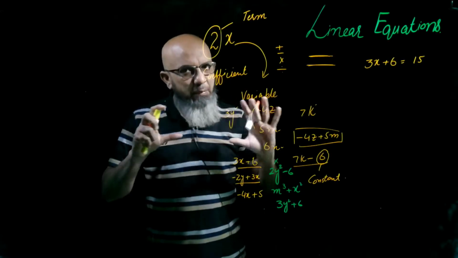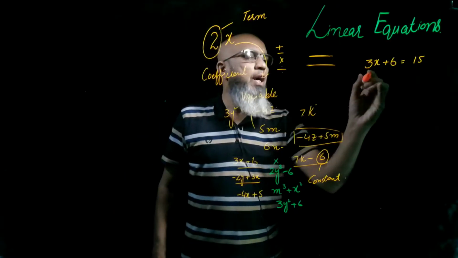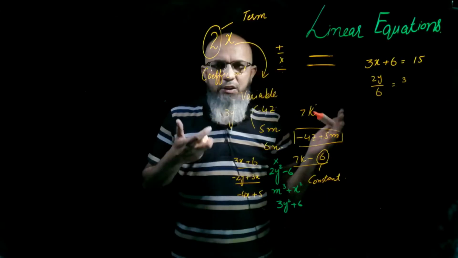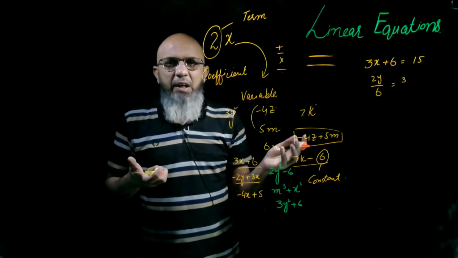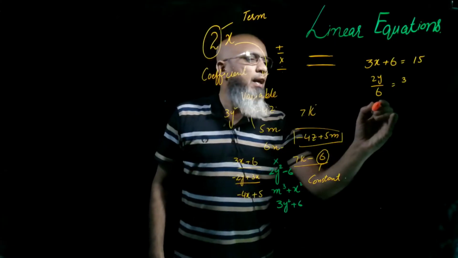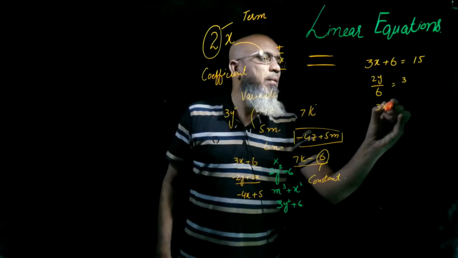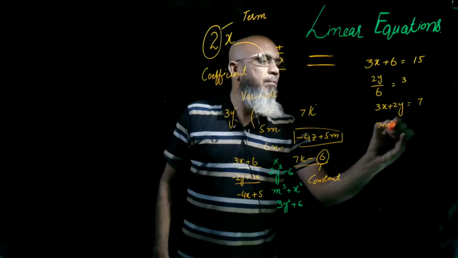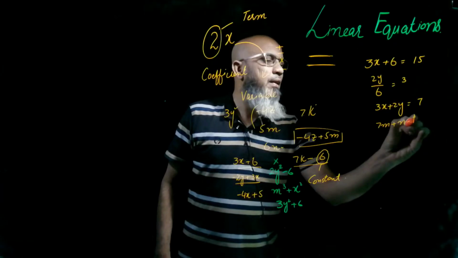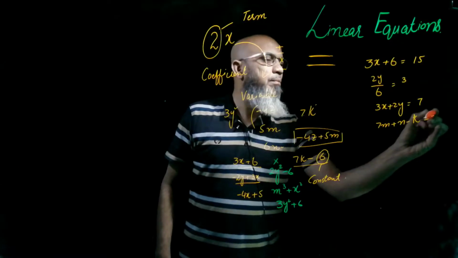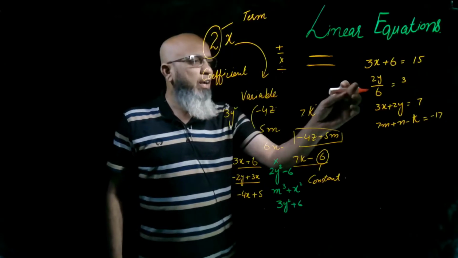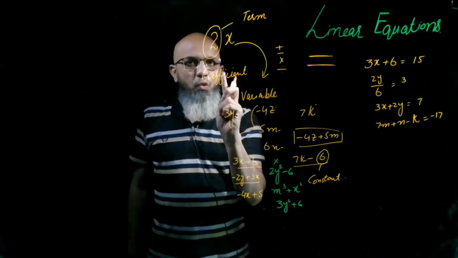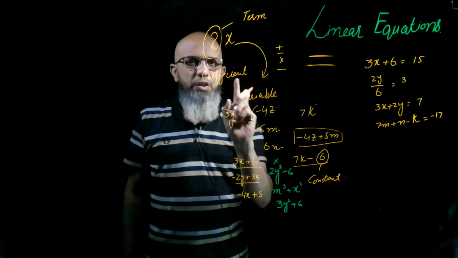So there are different types of linear equations. That is a simple form. I write another, 2y over 6 is equal to 3. That is also a linear equation because the variable has only one power. I write another, 3x plus 2y is equal to, and 7m plus n minus k is equal to minus 17. These are all examples of linear equations, but the first is a linear equation of one variable. This is also a linear equation of one variable.